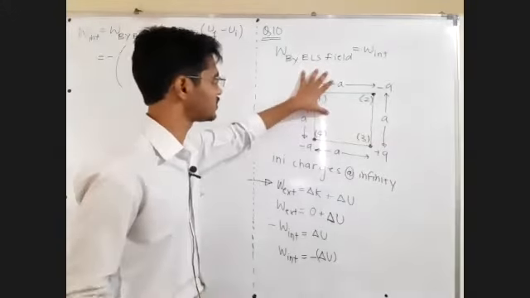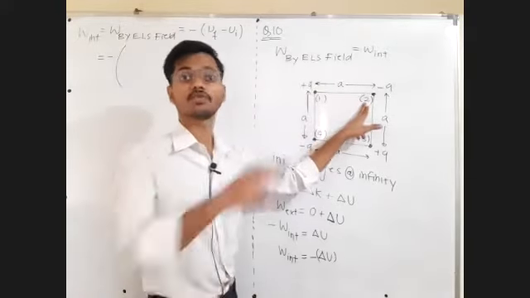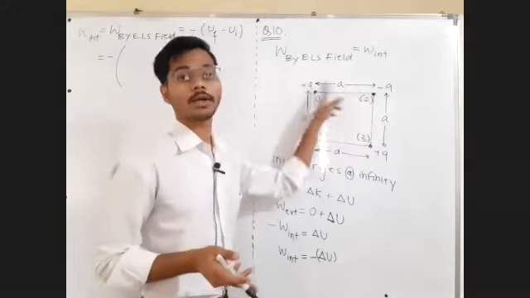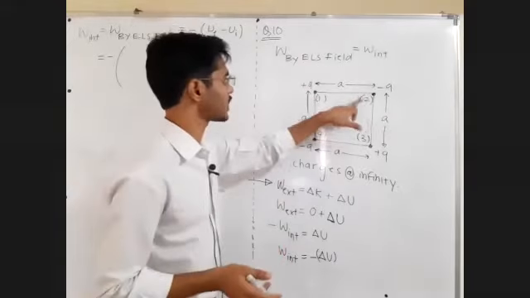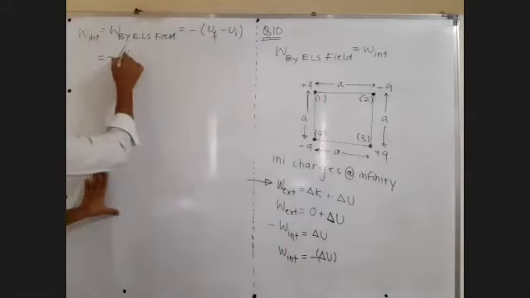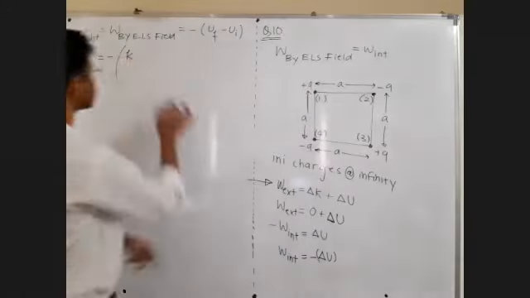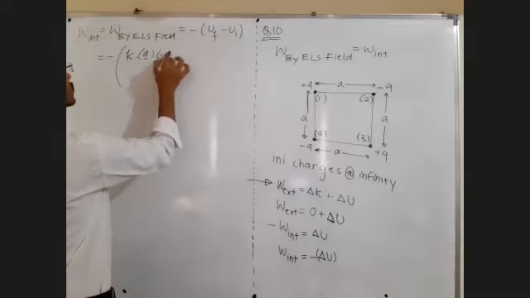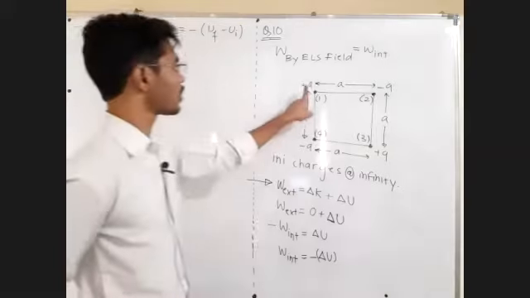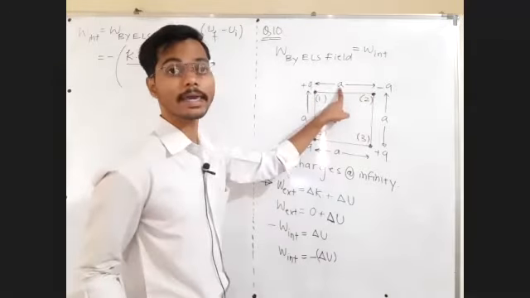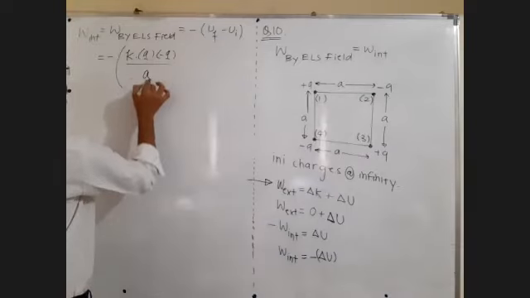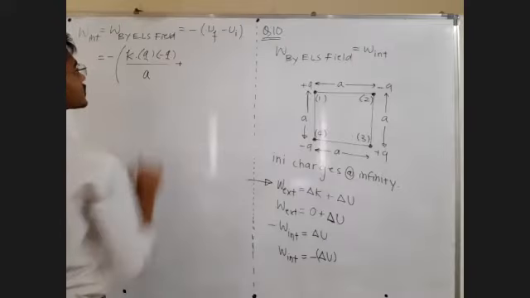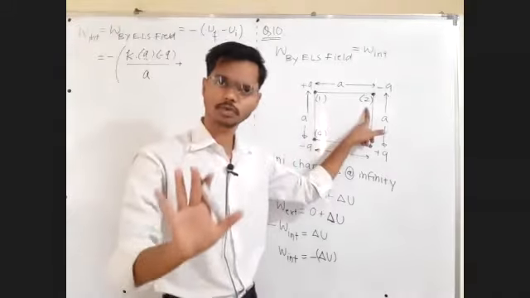Now the first charge is in the system. Now the second charge will be brought in the system from infinity to the given point. What is the interaction energy? K Q1 Q2 upon R12. So the second charge has been brought in the field of the first. Q1 is Q, Q2 is minus Q, upon R12. Distance between 1 and 2 is small a, plus this energy we are writing as final, plus. Now the first and second charge both have been brought in the system.